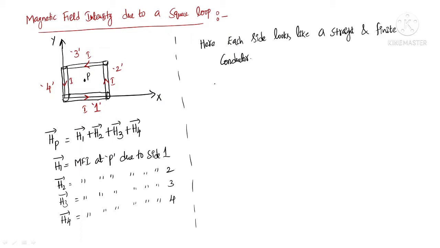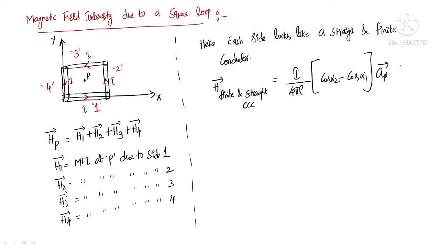If you recall, the field intensity H bar due to a finite and straight current carrying conductor is given by the expression I by 4 pi rho, cos alpha 2 minus cos alpha 1, A phi bar ampere per meter. If you recall the magnetic field intensity expression due to a straight and finite current carrying conductor, you will get this expression.